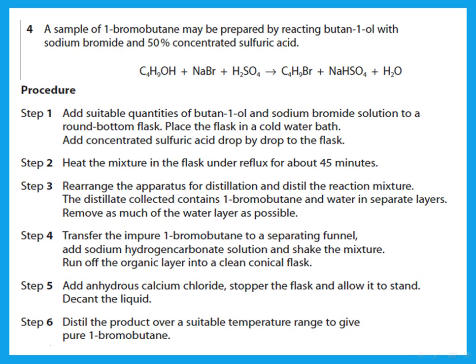Rearrange the apparatus for distillation. Distill the reaction mixture. The distillate collected contains 1-bromobutane and water in separate layers. Remove as much of the water layer as possible. Transfer the impure 1-bromobutane to a separating funnel. Add sodium hydrogen carbonate solution.